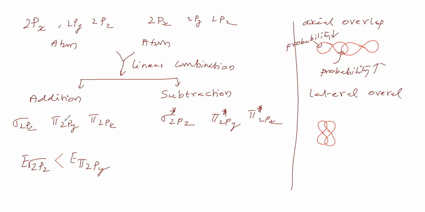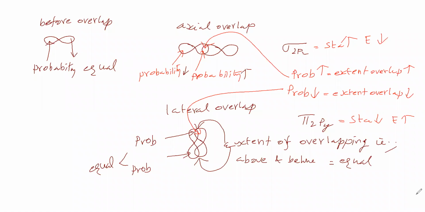Therefore, the extent of overlapping remains the same. So this energy and this energy, will they remain the same or be different? That we'll see. Now we have to discuss pi 2px and pi 2py, that energy we want. Here 2px atomic orbitals undergo linear combination, and here 2py atomic orbitals undergo linear combination.